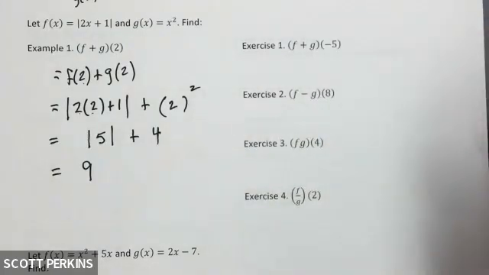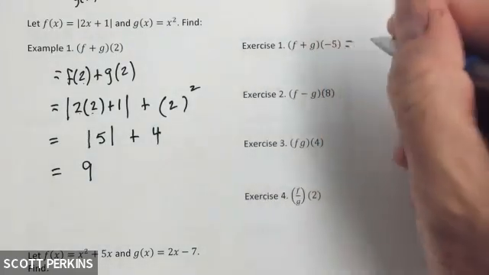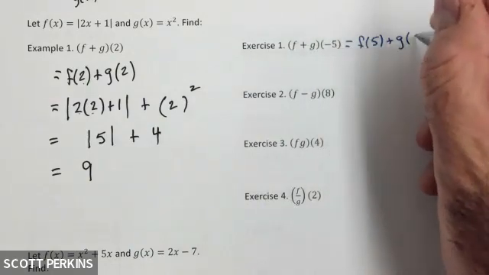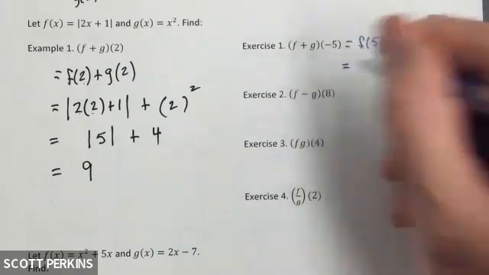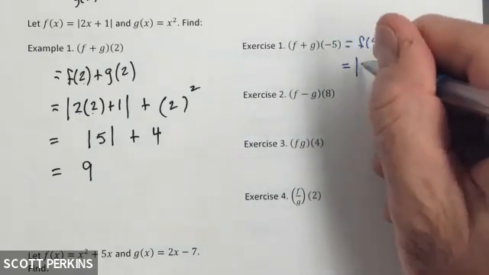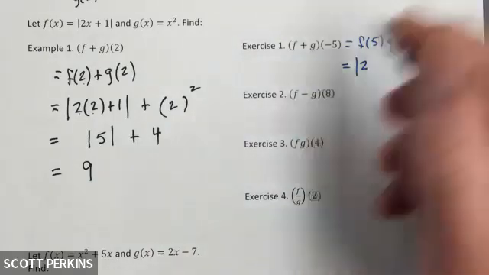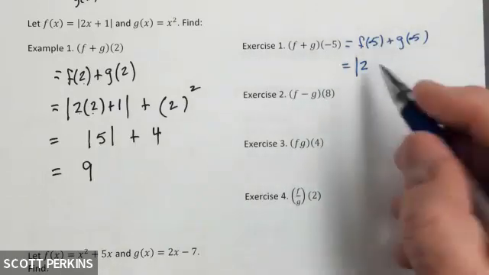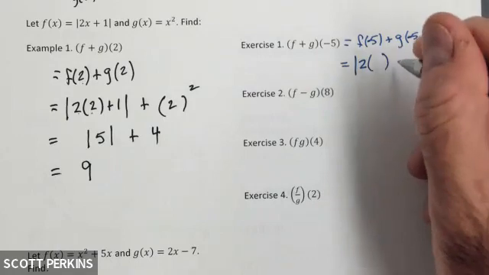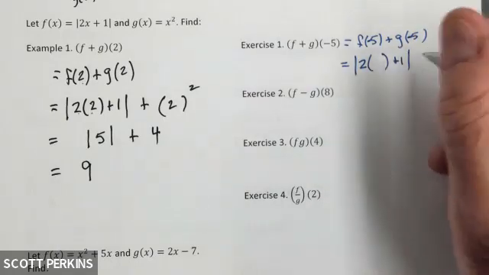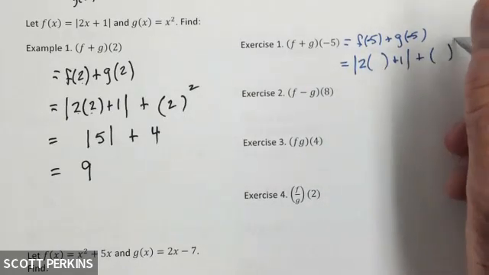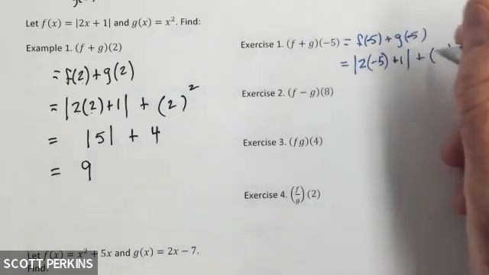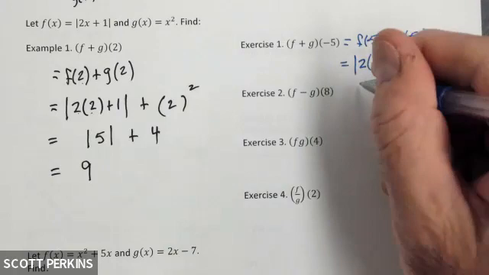So I've got f plus g of -5. So again, firstly, this is f of -5 plus g of -5. I'm going to evaluate these things separately. So the function f is the absolute value of 2 times... I'm sorry, it's not 5, it's -5. I'm starting off strong today, just like last time. So I've got 2 times my parentheses plus 1 in the absolute value, and then plus my parentheses squared. And I'm going to put a -5, because that's the value I've asked about, into both of those.